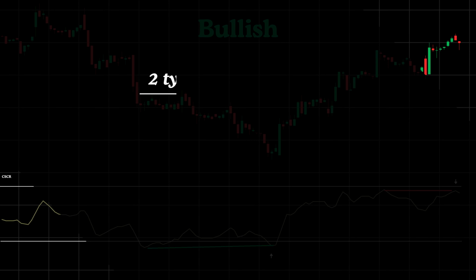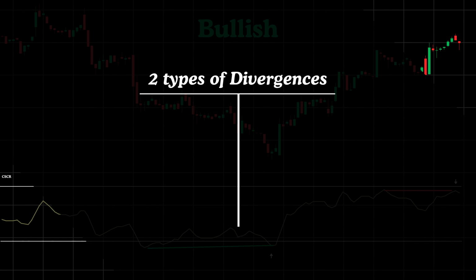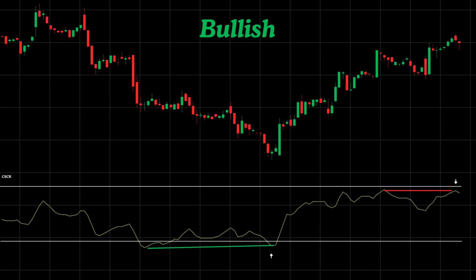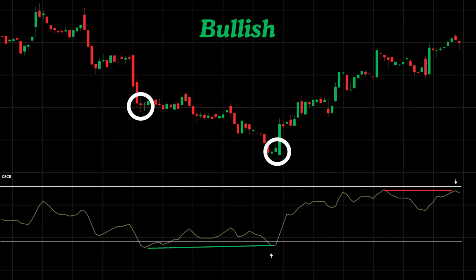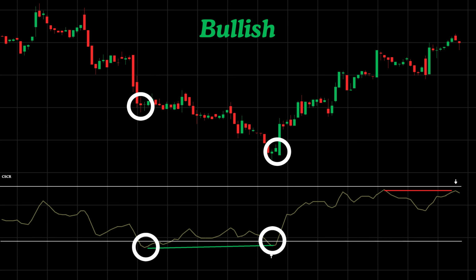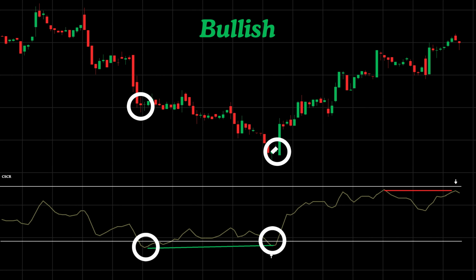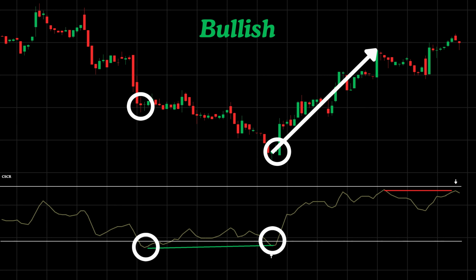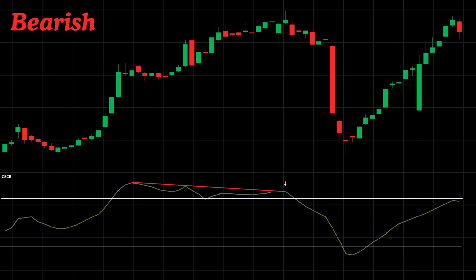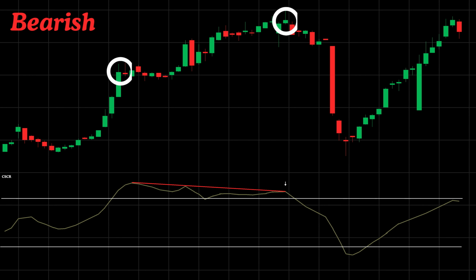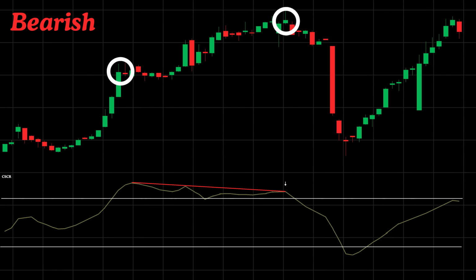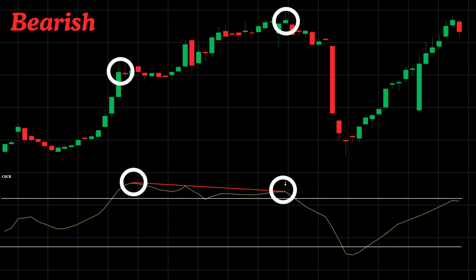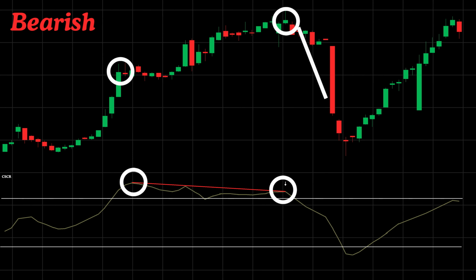There are 2 main types of divergences: bullish and bearish. A bullish divergence happens when the price forms lower lows but the RSI forms higher highs. This often suggests that a bullish reversal may be on the way. On the other hand, a bearish divergence occurs when price forms higher highs, but the RSI does not follow and instead creates lower highs. This indicates that a bearish reversal could take place.